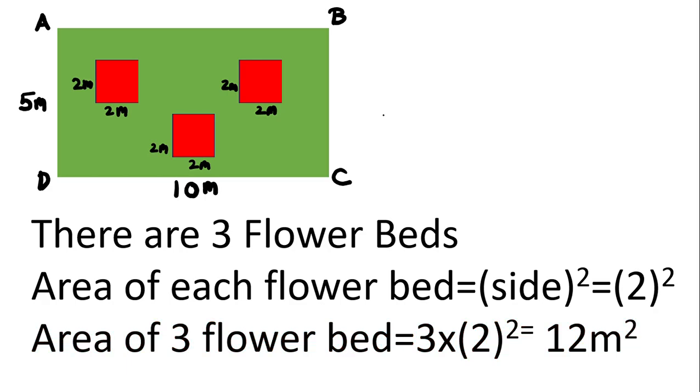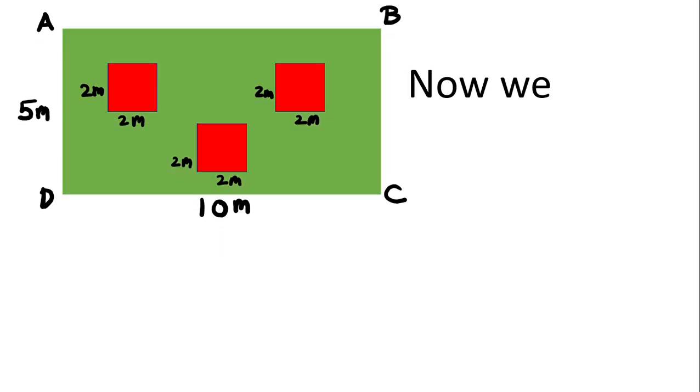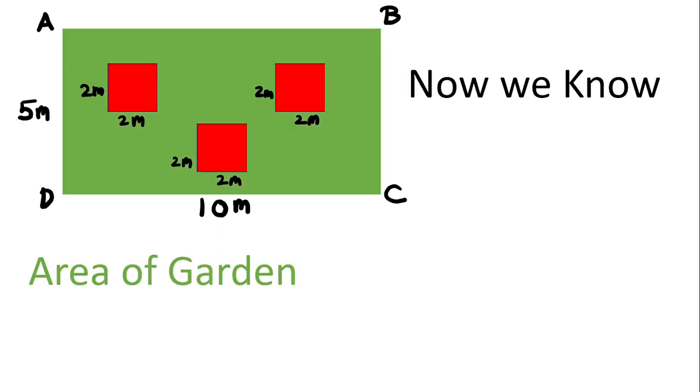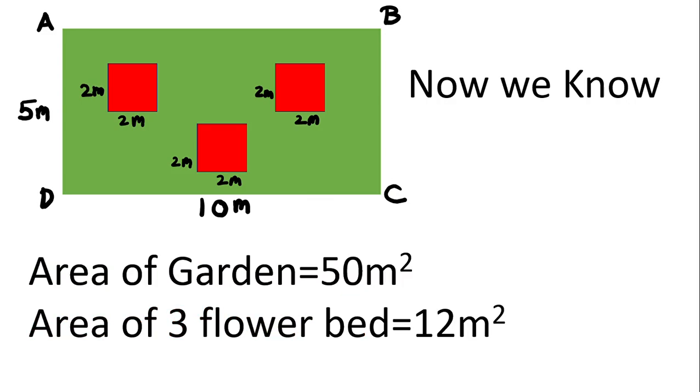So the second part of the sum is done. If someone asks what is the area of the flower beds in the garden, your clear cut answer is 12 meters square. Fine, students. So till now, what do we know? Till now, we know the area of the garden, that is 50 meters square. Area of three flower beds, that is 12 meters square.